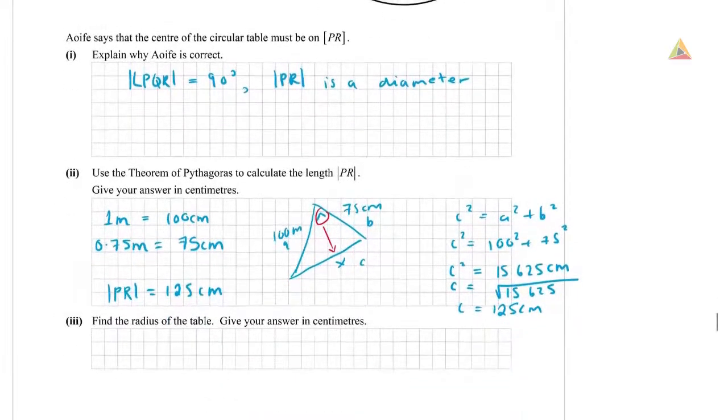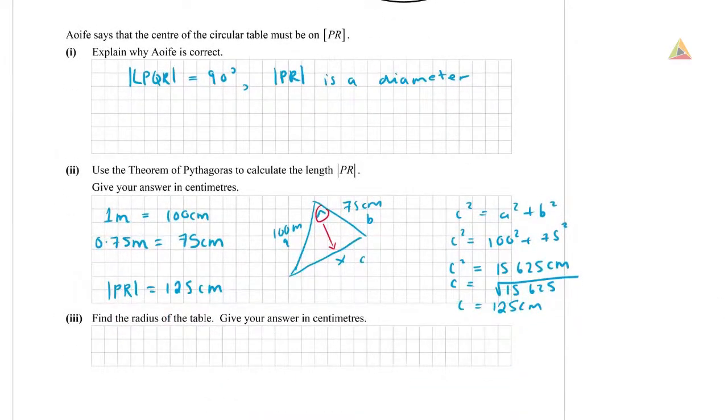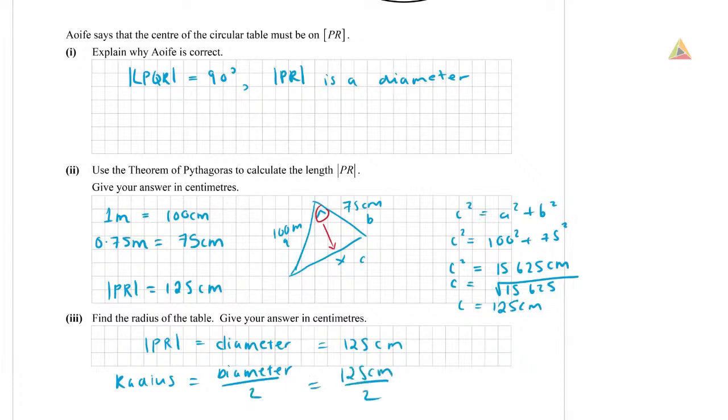So then it asks to find the radius of the table. So PR is a diameter, and that's 125 centimetres. So to get the radius is going to be the diameter divided by 2. So that's going to be 125 centimetres divided by 2. Put that into the calculator, you get 62.5 centimetres.